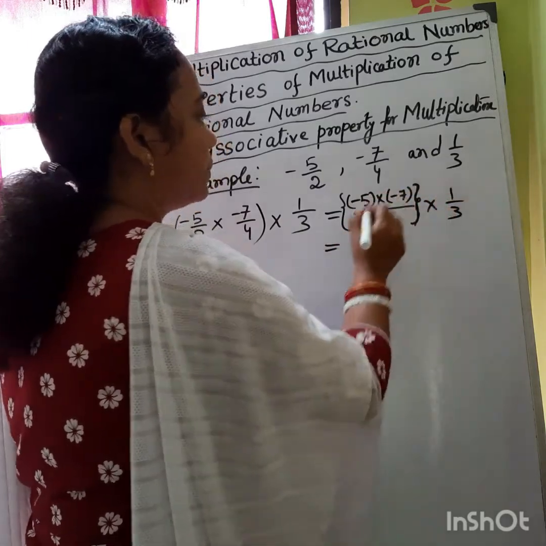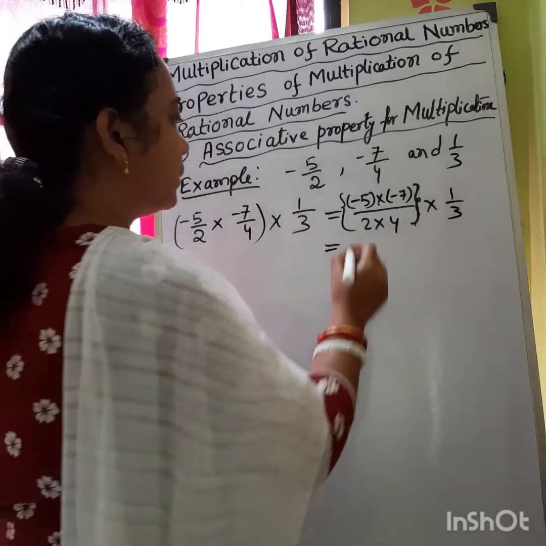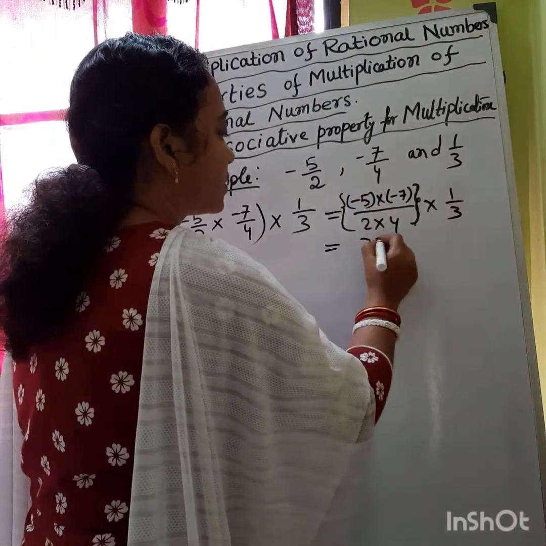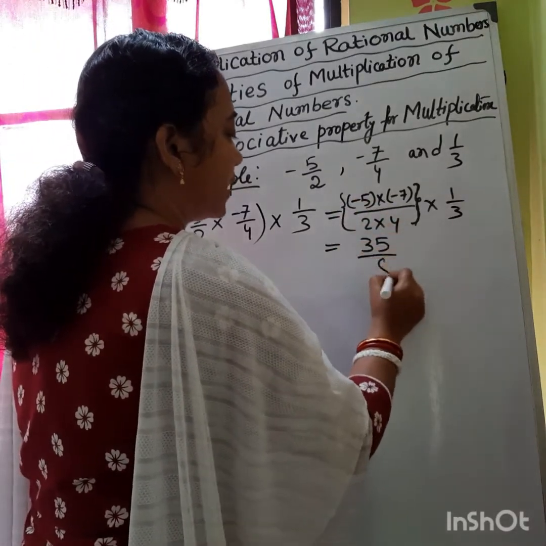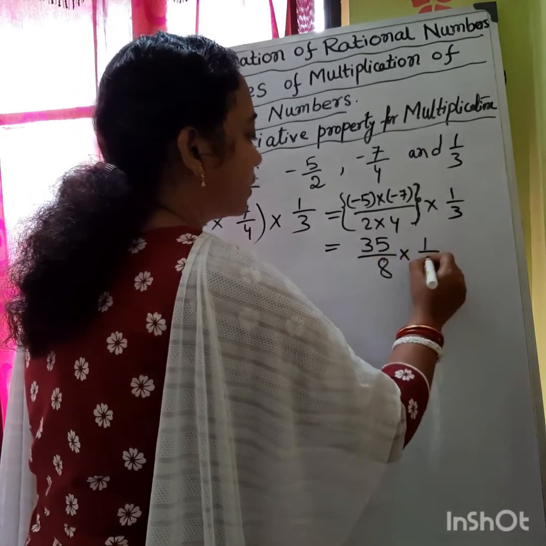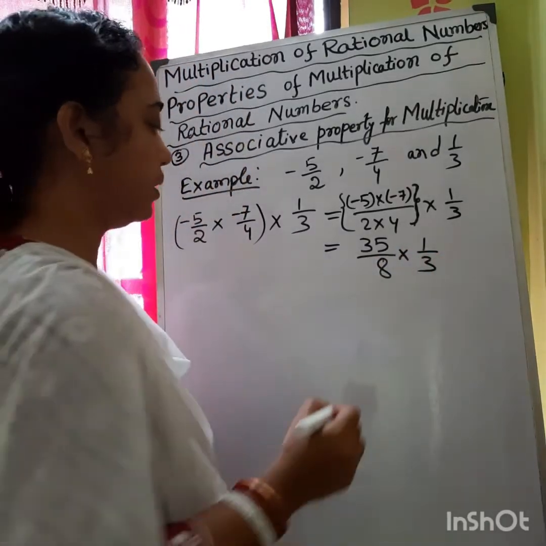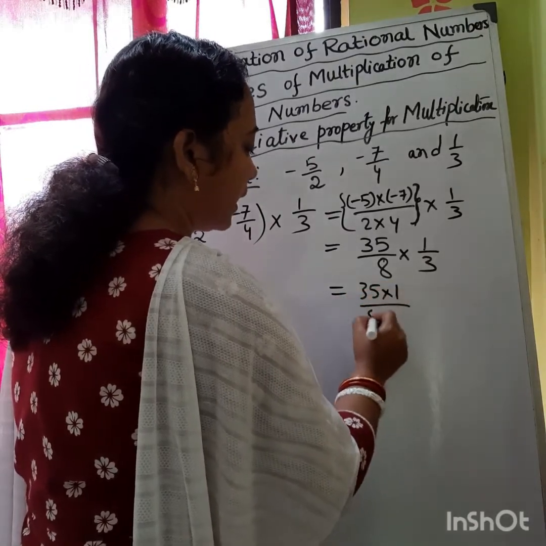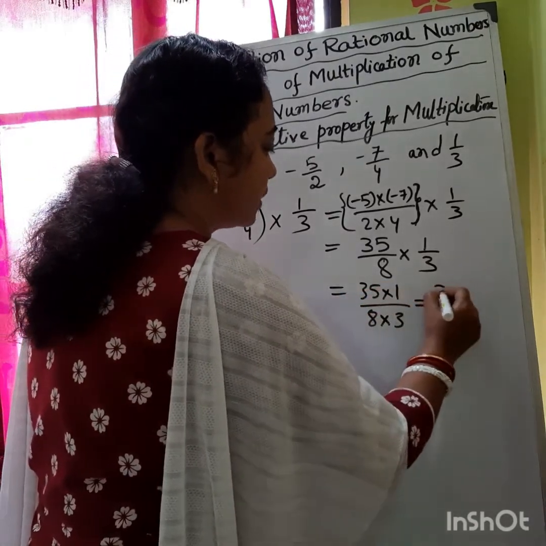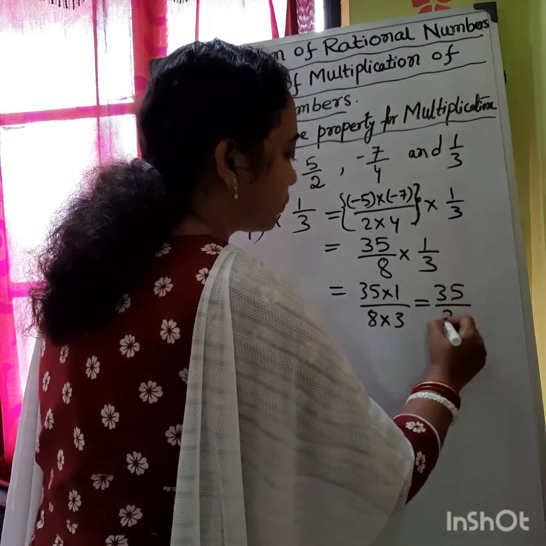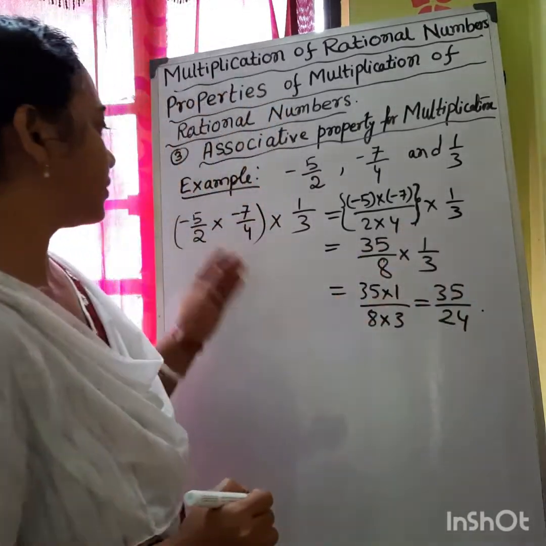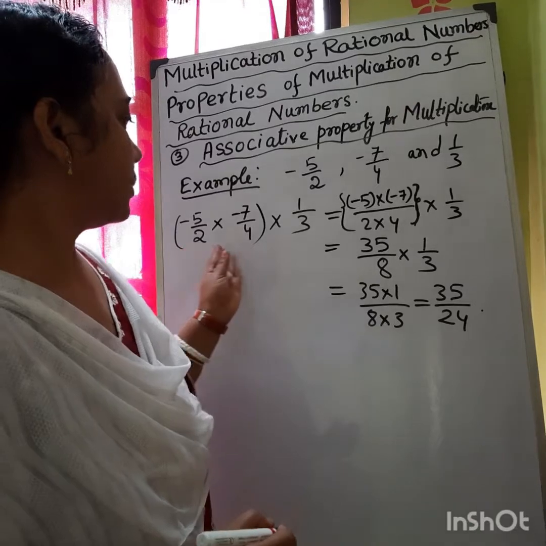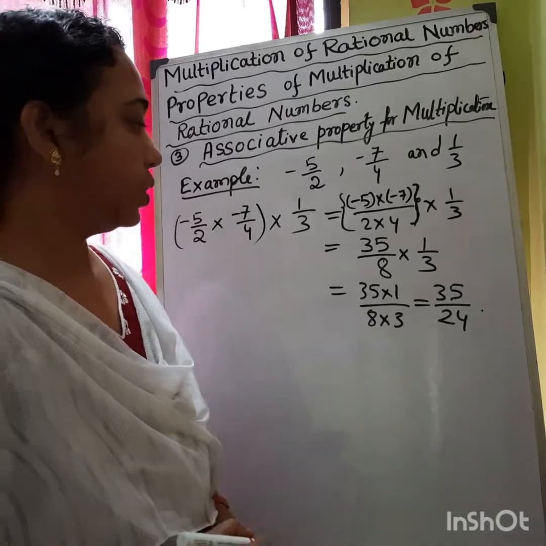So here we are getting 5 7s are 35, and both are negative, so the sign will be positive, 35, and 2 4s are 8. Then we multiply with the third rational number, that is 1 by 3. So here we are getting 35 multiplied by 1 and 8 multiplied by 3, that means 35 by 24. So in the left hand side, we are getting the product as 35 by 24.